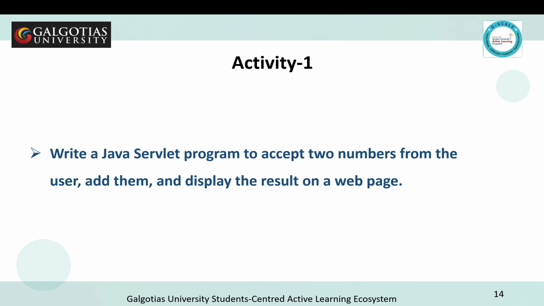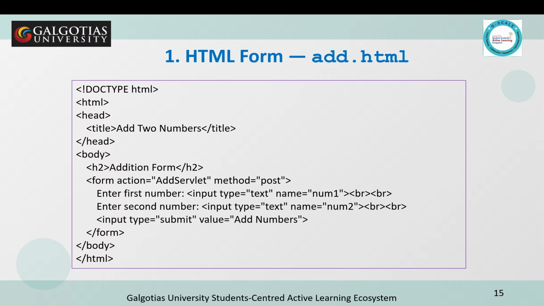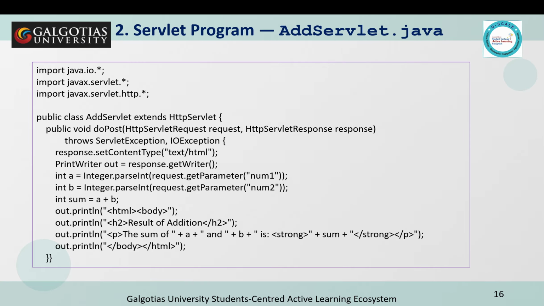Now let us look at another activity. The task is to accept two numbers from the user, add them, and display the result using a servlet. This HTML form collects two numbers from the user and sends them to the servlet using the post method. The servlet reads the numbers using getParameter method, converts them into integers, performs addition, and displays the result as an HTML response.